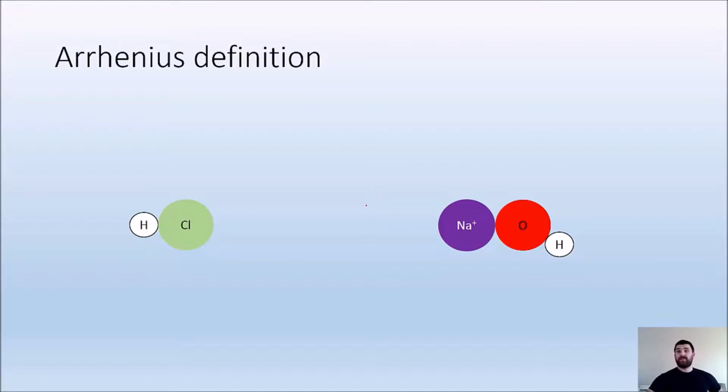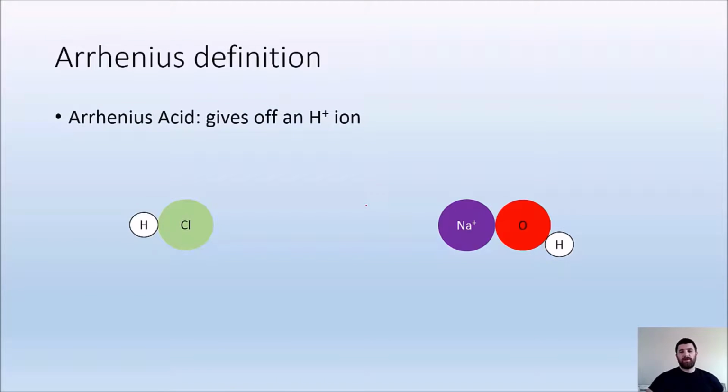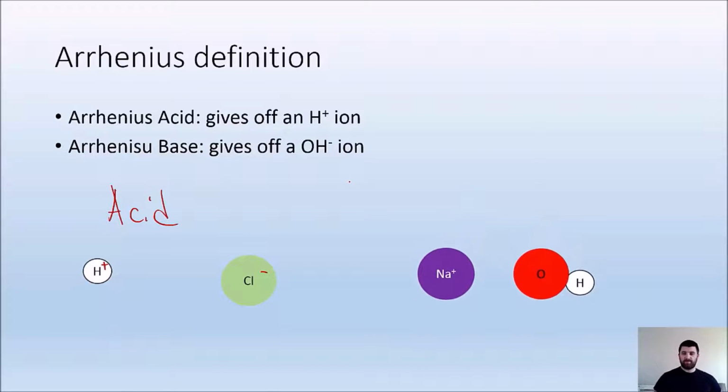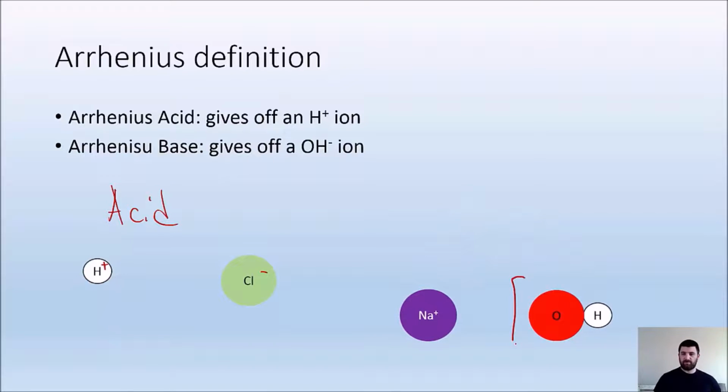All right, so the Arrhenius definition is probably one that you are familiar with from high school chemistry. Acids give off an H plus ion and bases give off an OH minus ion. So it looks like this, right? So this would be our acid because it gave off an H plus ion. And this would be our base because it is giving off an OH minus ion, which makes it our base.